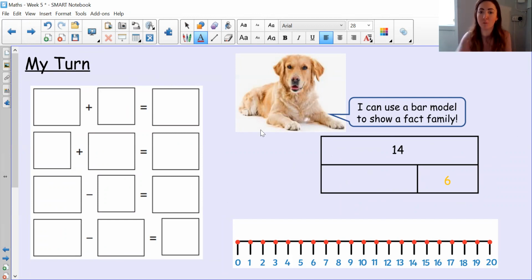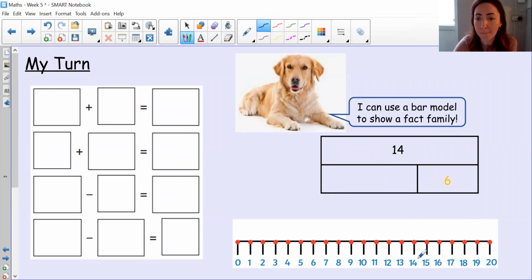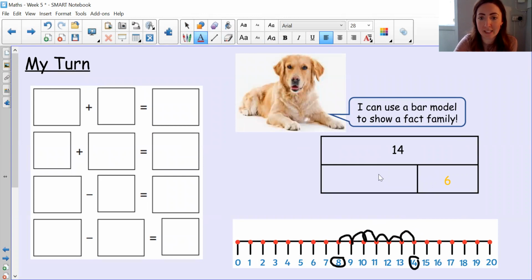So how am I going to work out what the missing part is? We know how to do this, don't we? That's right, we can subtract. So we're working out 14 subtract 6. I'm going to use my number line. 14 subtract 6. 1, 2, 3, 4, 5, 6. It's 8. So the missing part is 8.